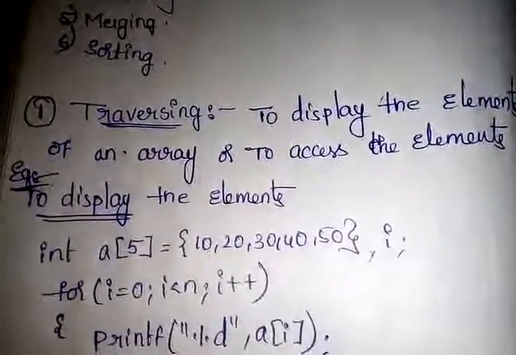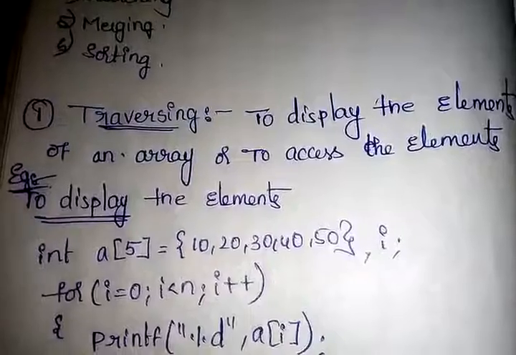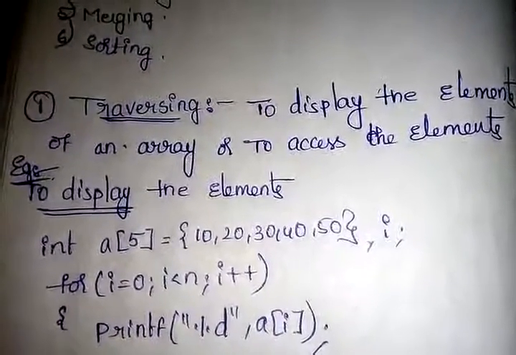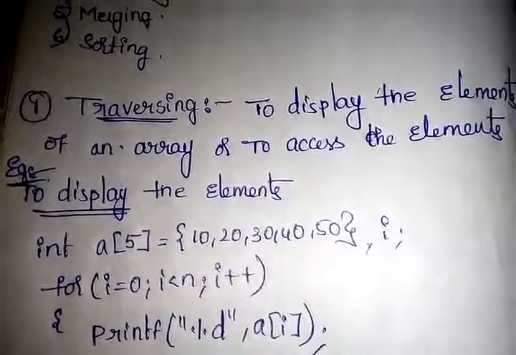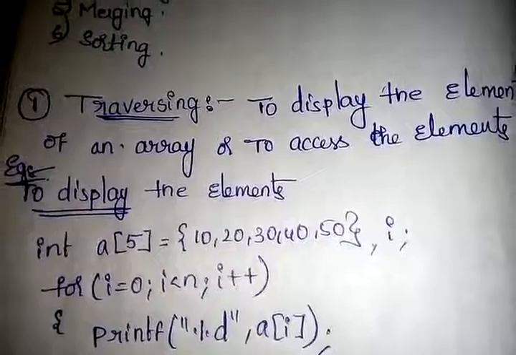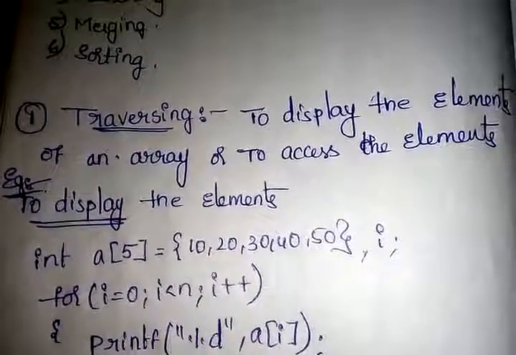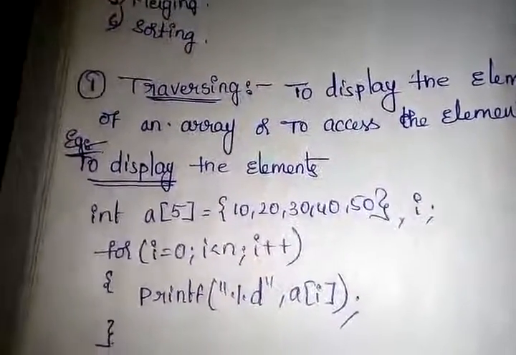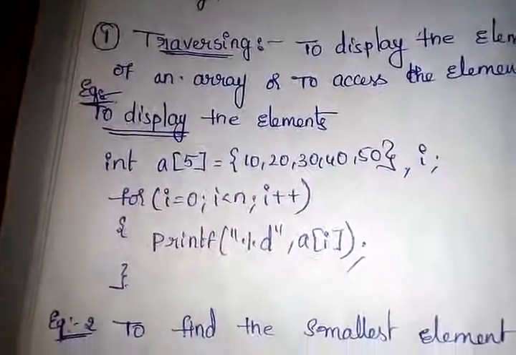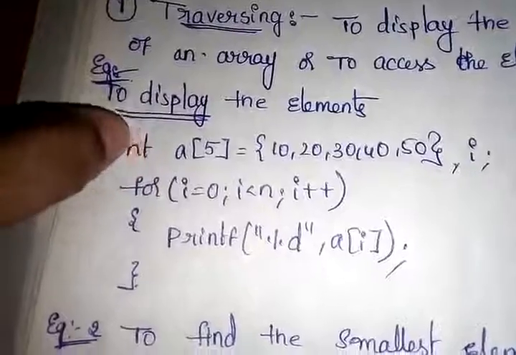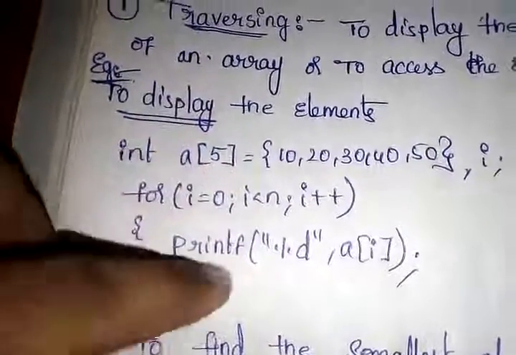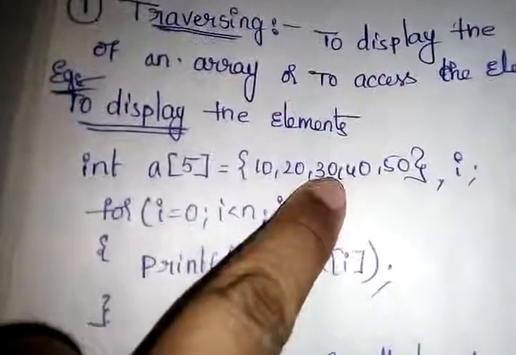So traversing is nothing but we either display the elements or list all the elements of an array, or we can access the elements in order to perform some action. So as a first example, we'll see how to display the elements of an array. In order to display the elements, we have taken an integer array a of size 5, and I have initialized it with 5 values.